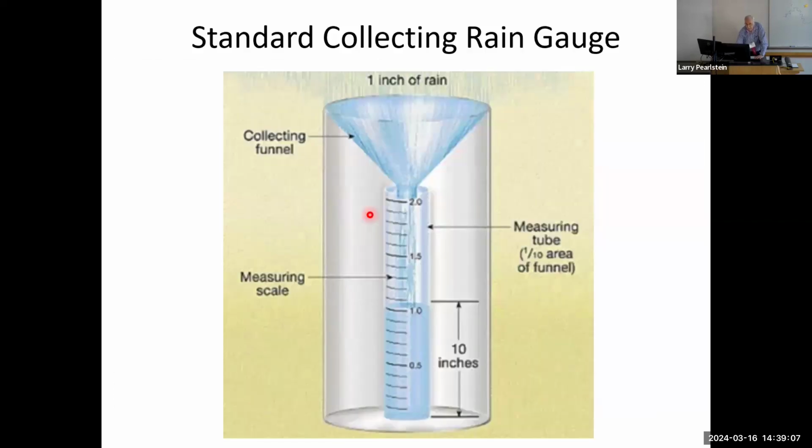The rainfall, and here's a standard collecting rain gauge. The cross-section area of this funnel is 10 times the cross-section area of this tube, or 3.16 times the diameter, the square root of 10. So a tenth of an inch falling in the funnel gives you an inch on the tube, and from that you can calculate the total rainfall.